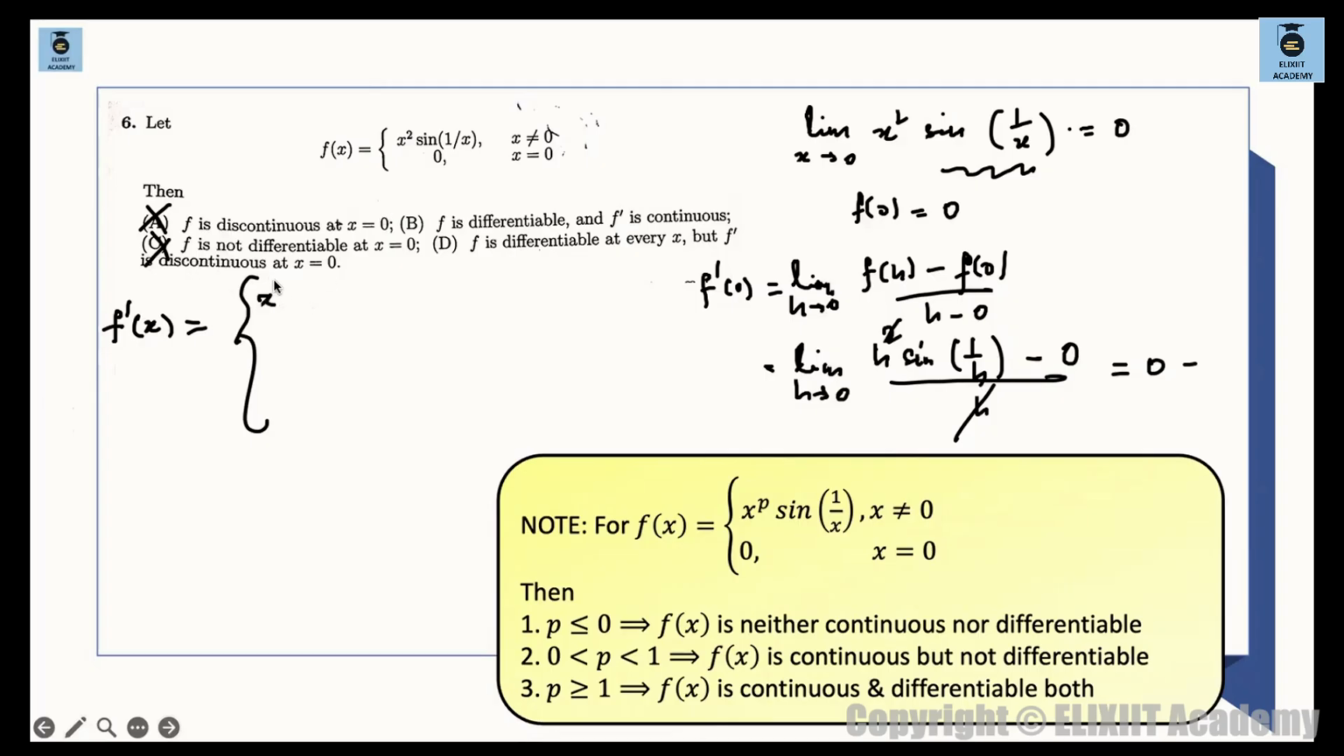So this is x square into cos 1 by x into differentiation of 1 by x, which is minus 1 upon x square, है ना, और फिर plus 2x into sin 1 upon x. ठीक है, हमने differentiate किया है बस branch wise. x is not equal to 0 and this is 0 when x is equal to 0.